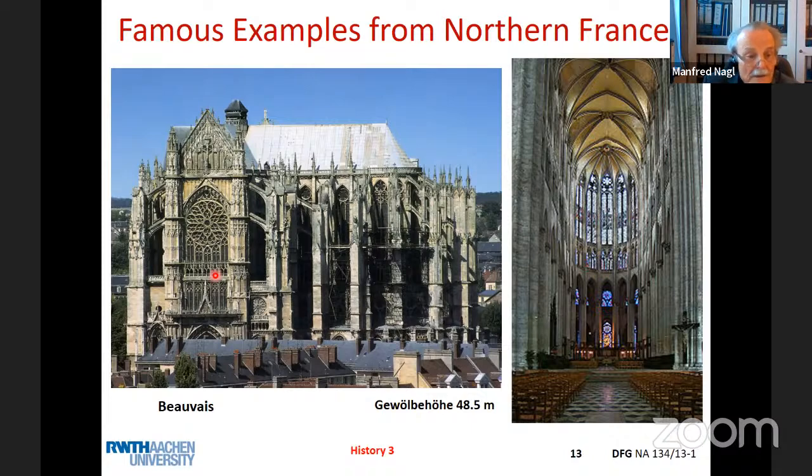So they tried a bit and tried a bit. Some were stable, some not, and they learned. And in Beauvais, they learned a lot of building a high choir, but the church was not stable. So in the crossing, there was a huge tower here which collapsed and destroyed the rest of the church. So what we see today is only the choir.